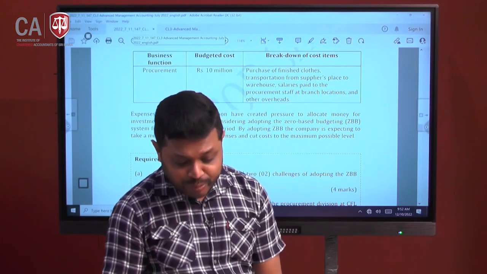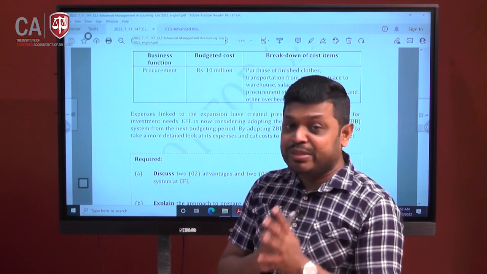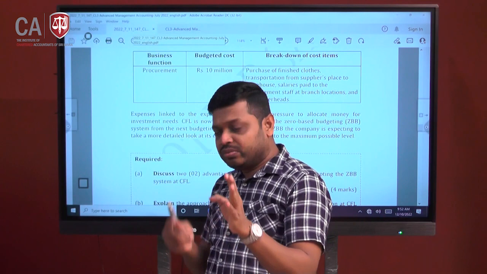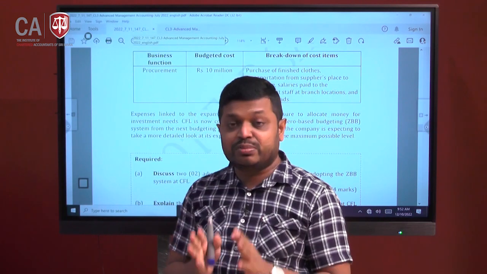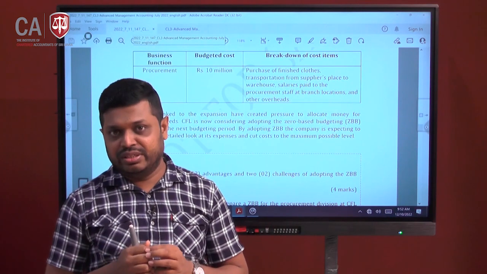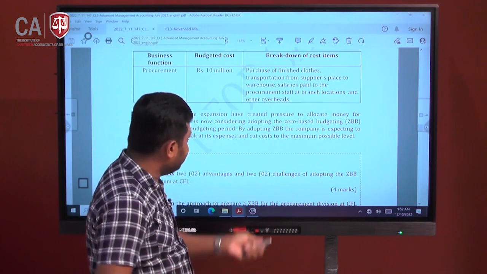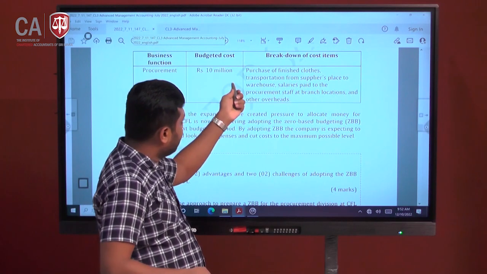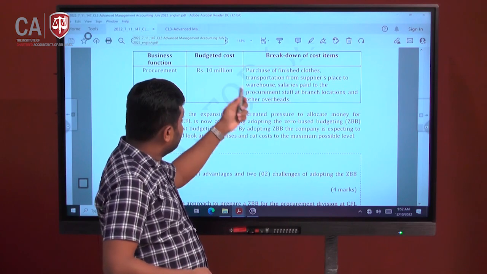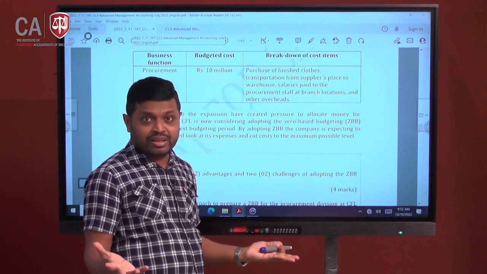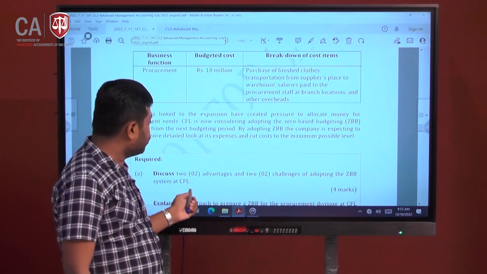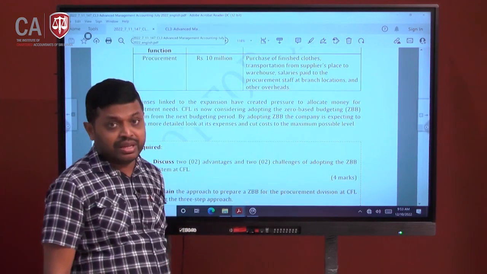In zero-based budgeting, you have to rationalize and justify the expenses before you include them in the budget. As an example, even these activities, the 10 million, purchase of finished clothes, transportation and salaries, you have to justify before including into the budget. Therefore, they discuss two advantages and two challenges.